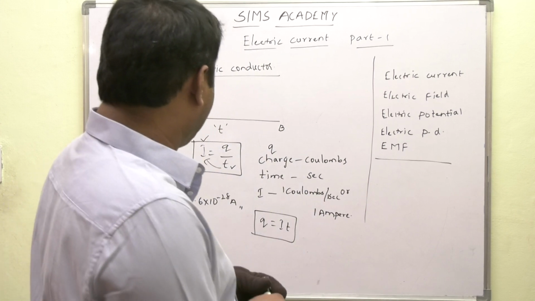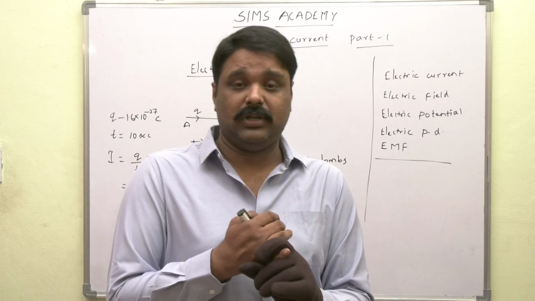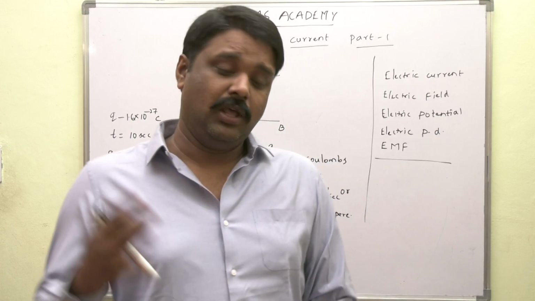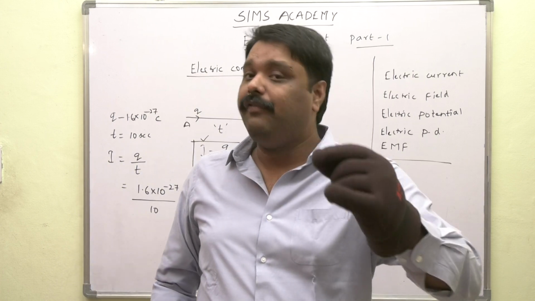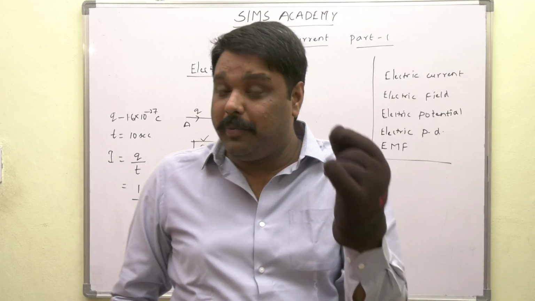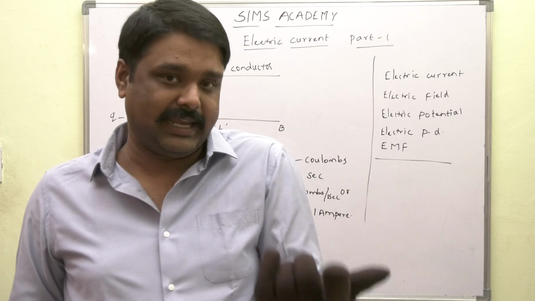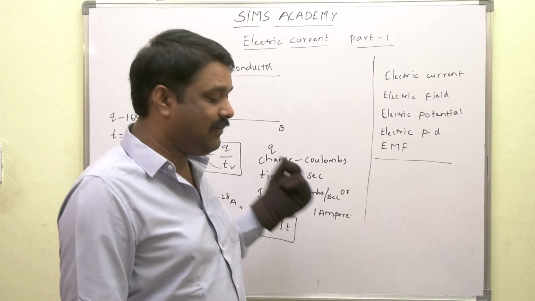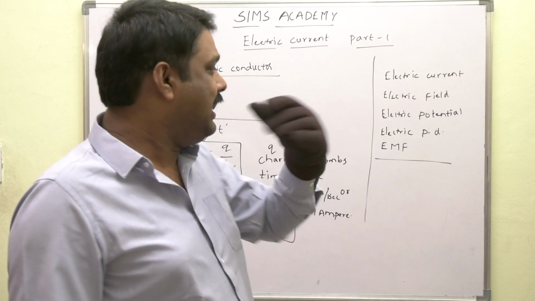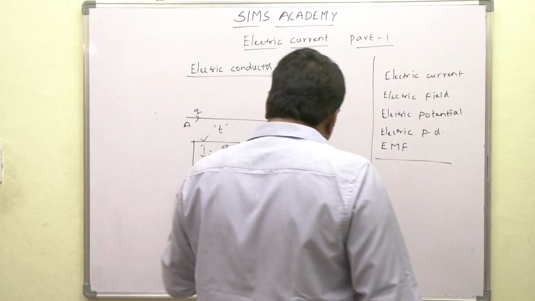Now, coming to electric field. We discussed electric current. Electric current is nothing but flow of charge per unit time, or rate of flow of charge. What do you mean by rate? Rate means per second. That means coulombs per second. 1 coulomb per 1 second, we say it as 1 ampere. Now coming to electric field.